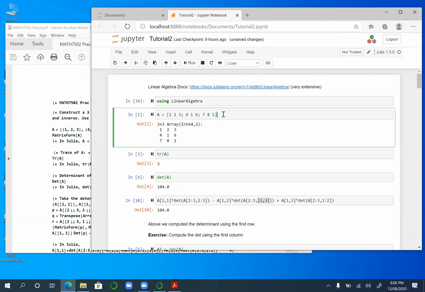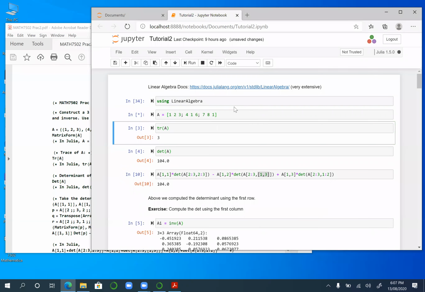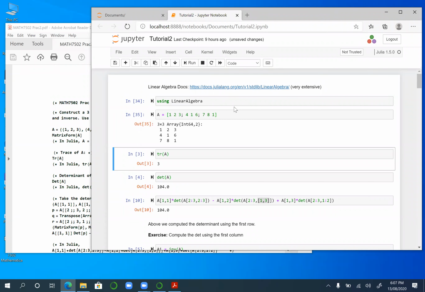Okay, so how do we enter a 3x3 matrix in Julia? Well, you can see that the entries in the same row are separated by a space. And then to make a new row, we put a semicolon. Okay, and you can see straight away underneath the output. So I'll run this again. It'll take a little while, but there it is: 1, 2, 3, 4, 1, 6, 7, 8, 1.